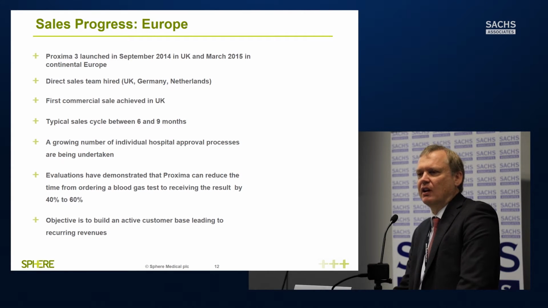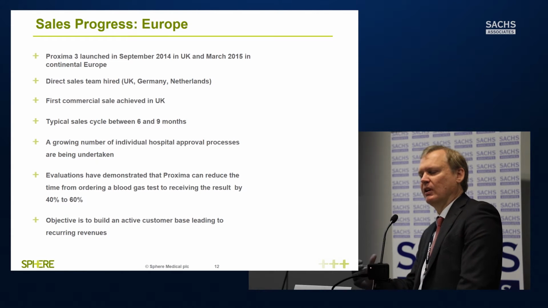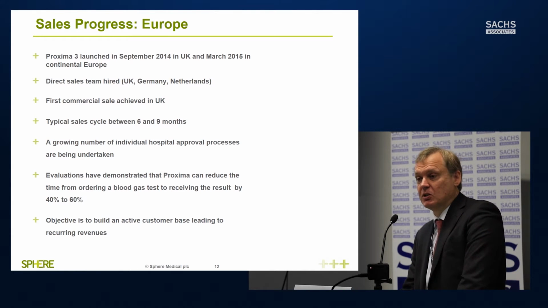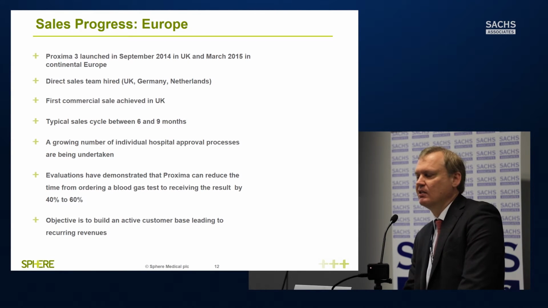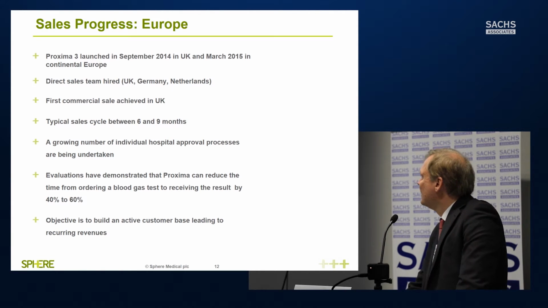A typical sales cycle we are looking at is between 6 and 9 months, because you have to look at the hospital, you have to look at the way they manage their patients, because it's not about selling another piece of diagnostic equipment or another test. You have to look holistically at how to actually manage your patients throughout their pathway.